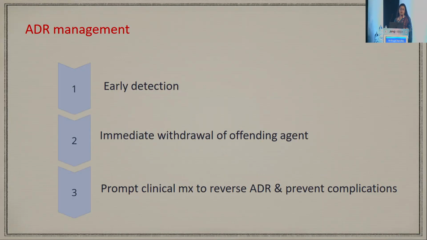So it is very, very important to detect these ADRs early, be aware of what ADR can happen, not to ignore the symptoms and signs, and keep our focus beyond glaucoma and beyond the IOP and VF also on all the symptoms. Immediate withdrawal of the offending agent is necessary, and prompt clinical management to treat the ADR and to prevent complications is necessary.